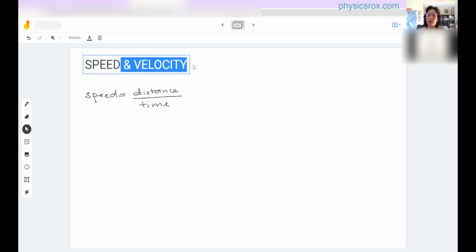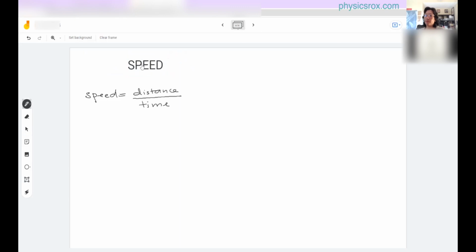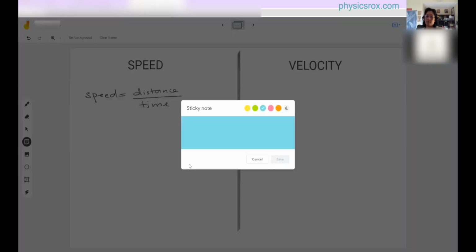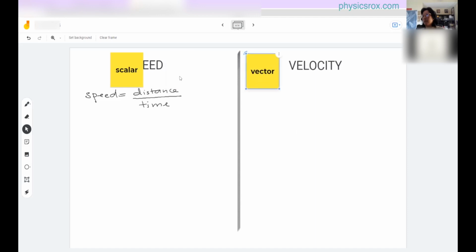So I'm going to divide this board into 2. We're going to put speed on one side and then we put velocity on the other. So if you ever get confused, just remember, speed is scalar and velocity is vector. So that means, yesterday you already told me speed you measure as distance over time.